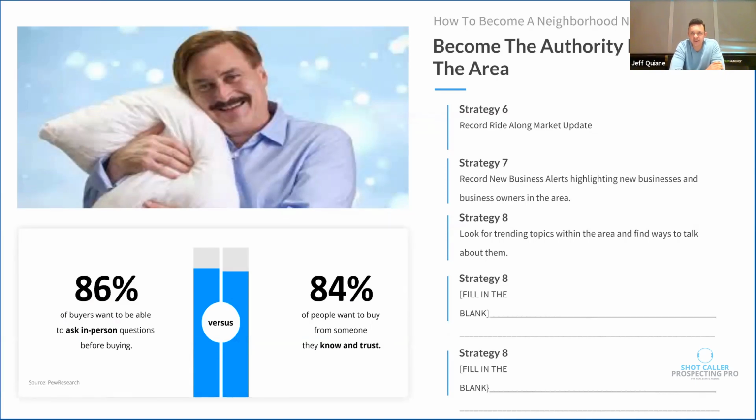So here in Dallas, I could go to observer.com. It's a local guide that features new businesses that open. I can get it in the newspaper, if you still get that, or online. There's a section where you can find that kind of stuff. You can just drive around the neighborhood doing your ride-along market updates and see new businesses. But find ways to record content that introduces those new businesses and business owners to the area.